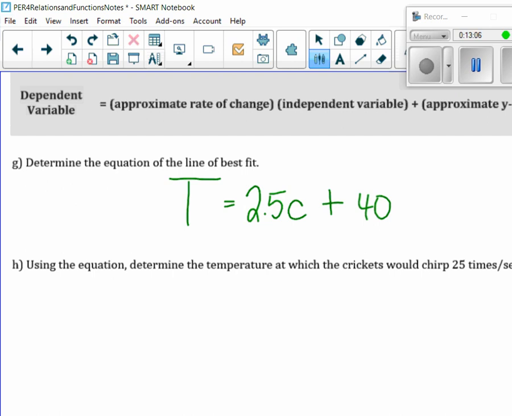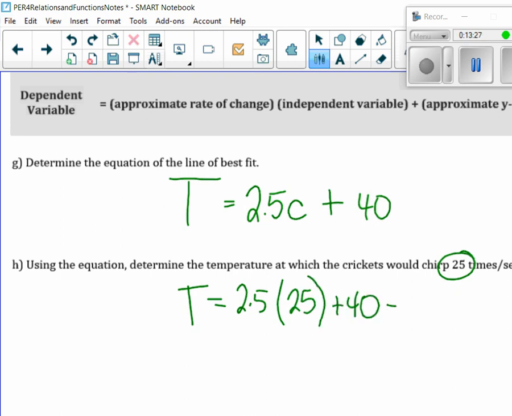But, okay, how would we use the equation in G to determine the temperature at which the crickets would chirp 25 times per second? Where would I put the 25 into this equation? T or C? C. So I would go T equals 2.5 times 25 plus 40. And what do we get for that?